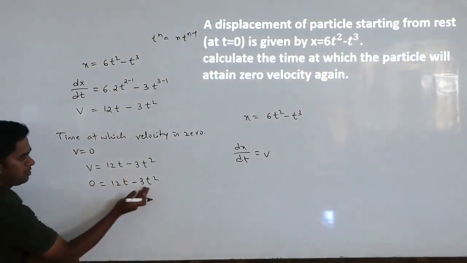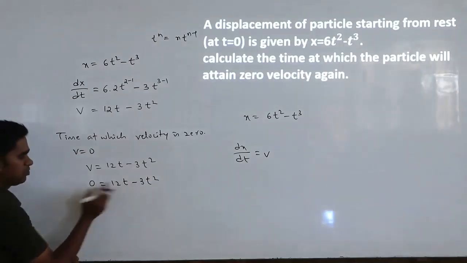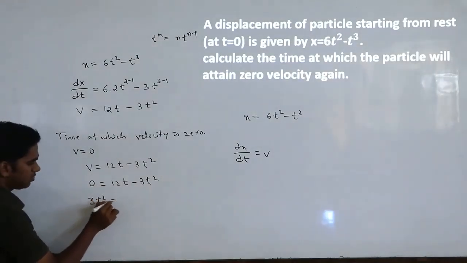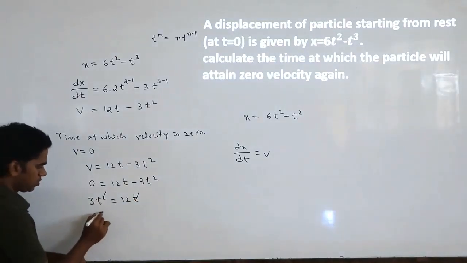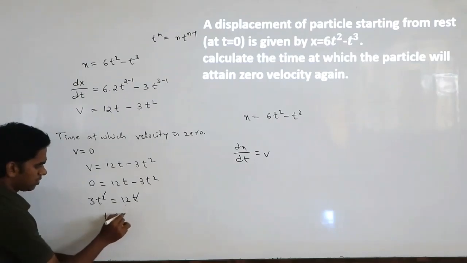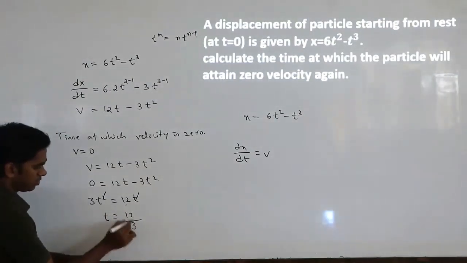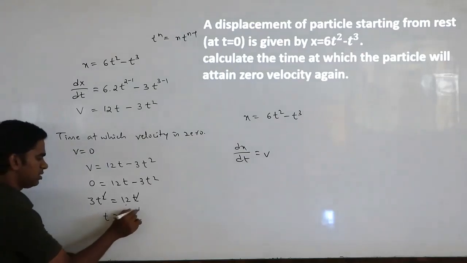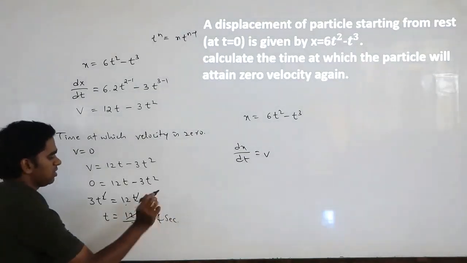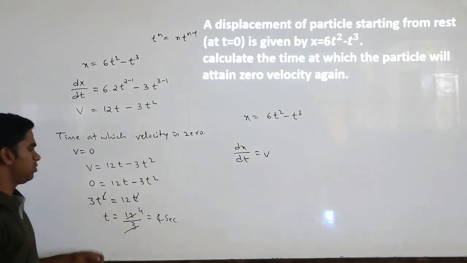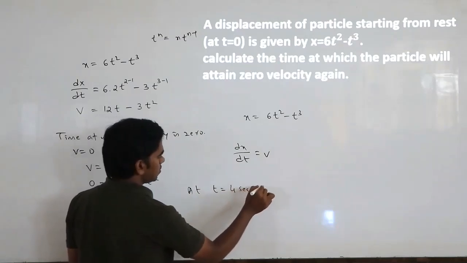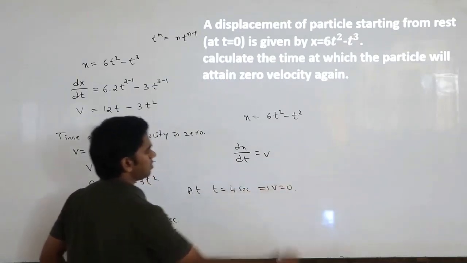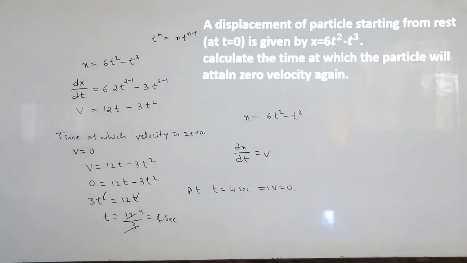Okay. So bring this 3t square to this side. Minus will become plus. So 3t square equals 12t. One t will get cancelled. So t equals 12 by 3. This 3 will come to the denominator. So 3 fours are 12, so 4 seconds. Okay. So at t equals 4 seconds, velocity will become 0. So this is what they are asking: calculate the time at which the particle will attain zero velocity.